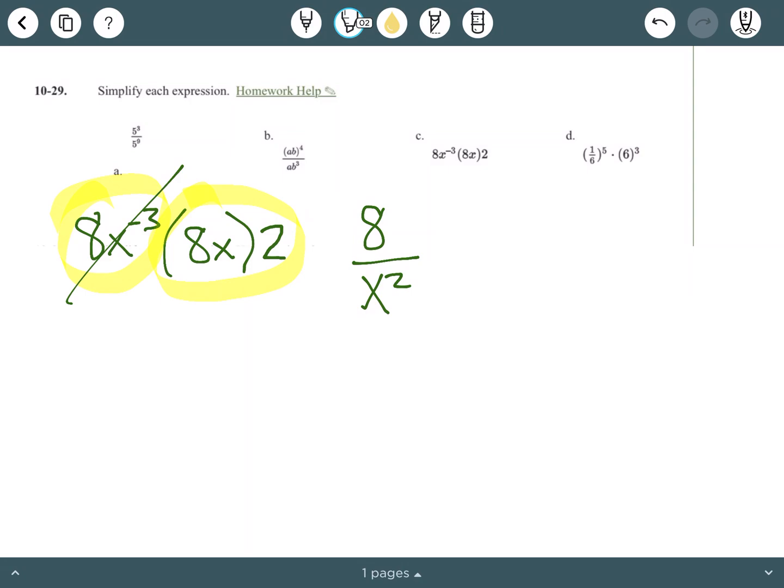So what that becomes is, if I'm multiplying my 8 and my x times 2, then I could say that it is, let me switch back to my pen. I could say that it is 8 to the second, right? Because 8 times 8 would be 8 to the second. And then x to the second as well. Same idea, because x times x is just x to the second.